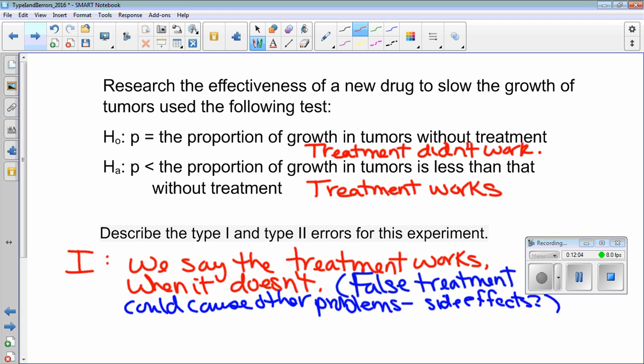All right. How about a type 2 error? Type 2 error. What's happening there? The drug actually works, or the treatment works, but we say it doesn't. Uh-oh. Okay? So we say the treatment doesn't work when it does.